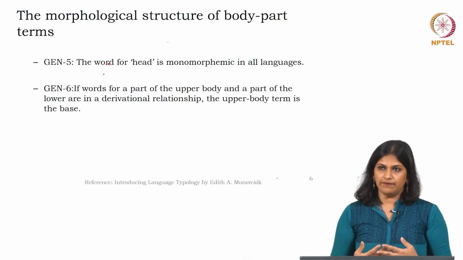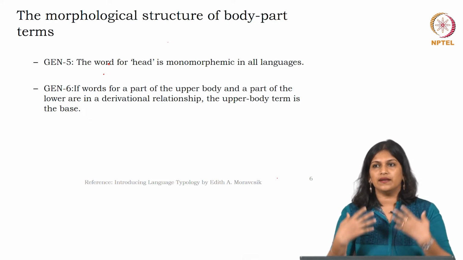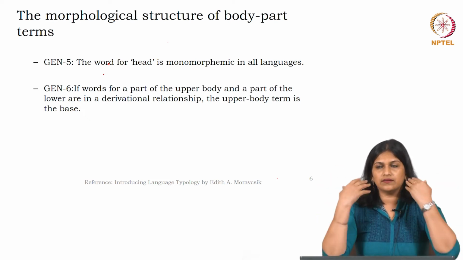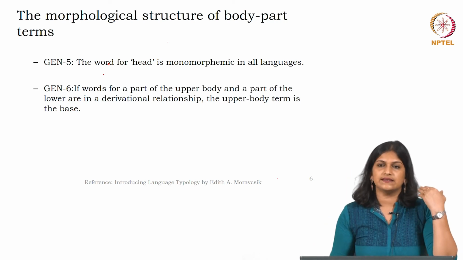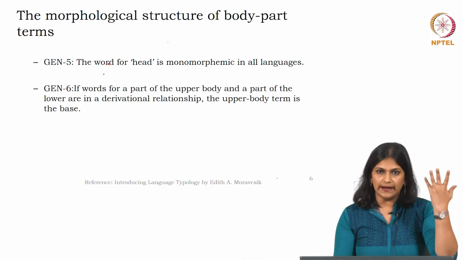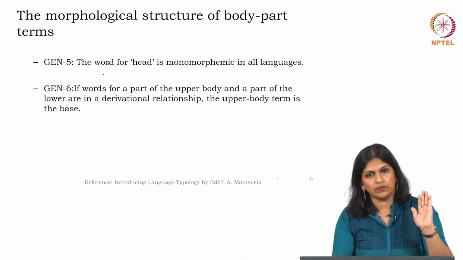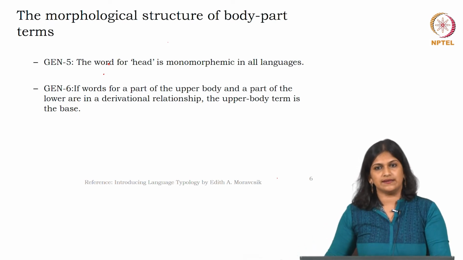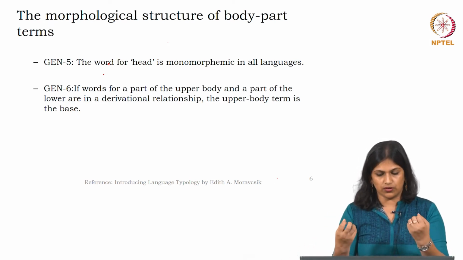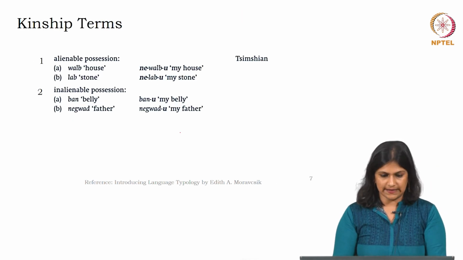Let us say English has a word for the upper part of the body, the head, and then the leg. Let us say there is a language which has a derived word for the leg from the head. Then the word for head is actually the base, and the lower part words have been derived from that. So, the base or the root would be the upper part word. So, that will be generalization 6.